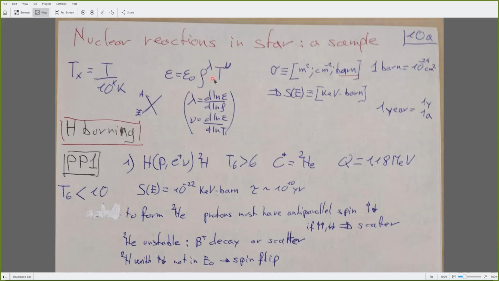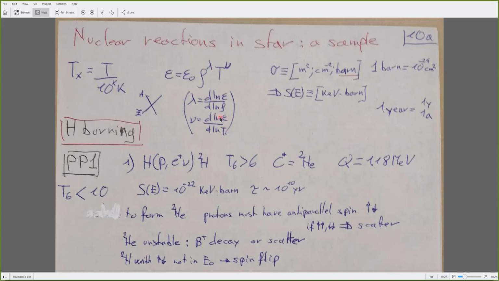Actually, these two coefficients, to show this briefly, are calculated this way, similar to the adiabatic gradient. It's the logarithmic derivative of the energy production with respect to the density and the temperature. For example, for nu, you calculate the logarithm of the energy formula, calculate the derivative with respect to the temperature, and then multiply by T.